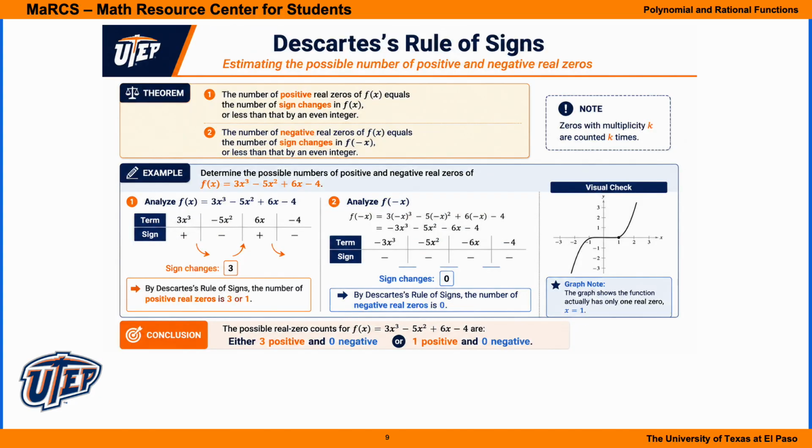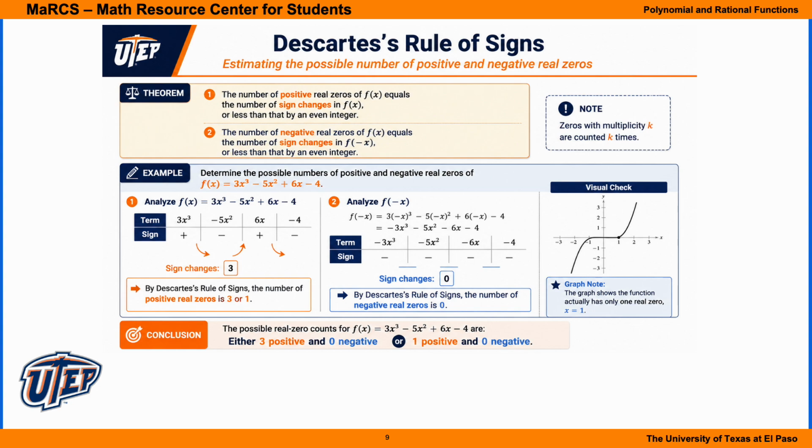So now Descartes' rule of signs is a rule that will help us estimate the possible number of positive and negative real zeros. The theorem states that the number of positive real zeros of f of x equals the number of sign changes in f of x, or less than that by an even integer. The number of negative real zeros of f of x equals the number of sign changes in f of negative x, or less than that by an even integer.